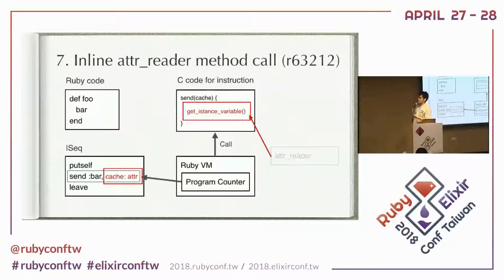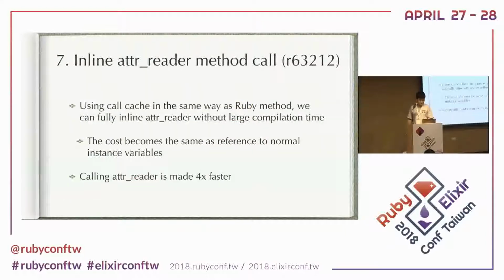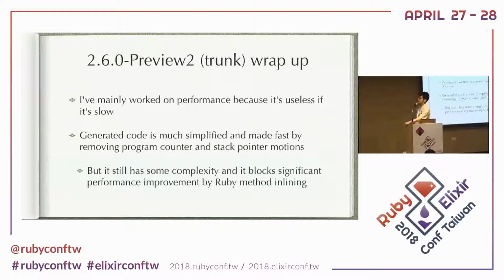So getting just an instance variable is much faster than calling the attribute reader, and then we can make it faster. After this optimization, attribute reader is now made 4 times faster. So we made many optimizations after preview 1. It will be faster than preview 1, and also the generated code is much simplified.